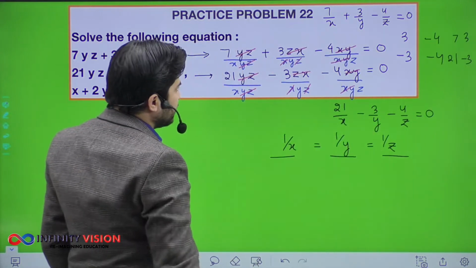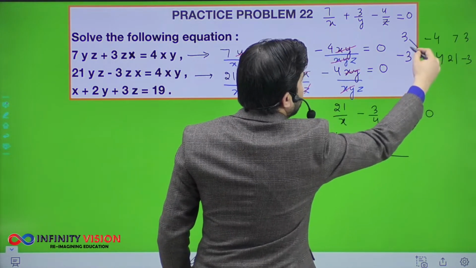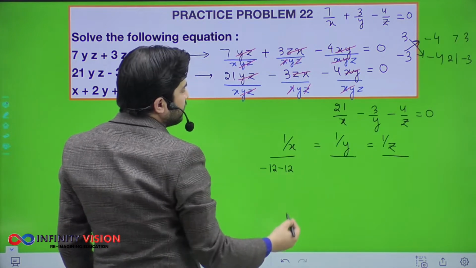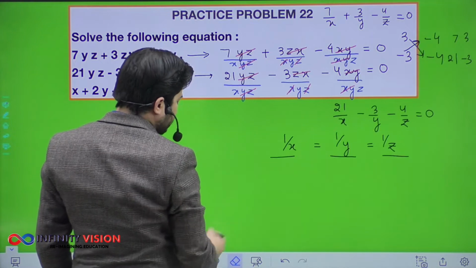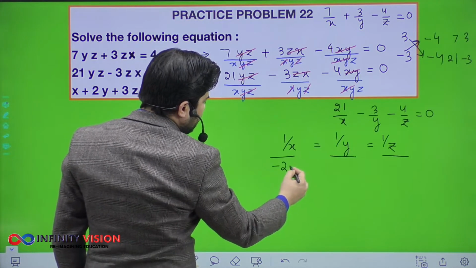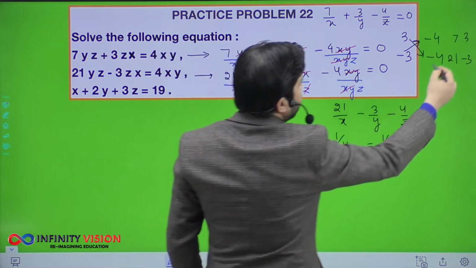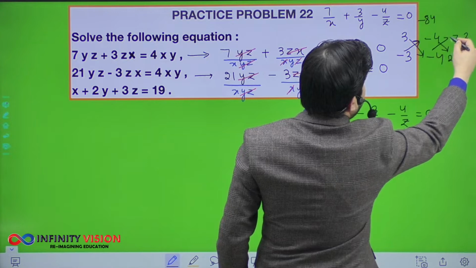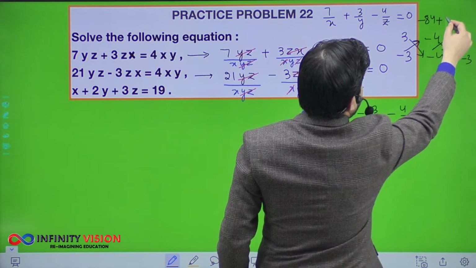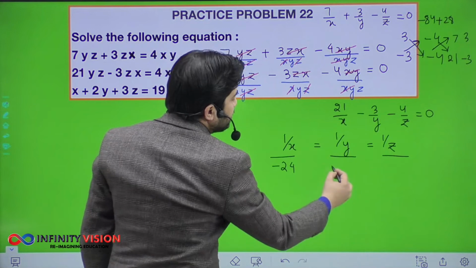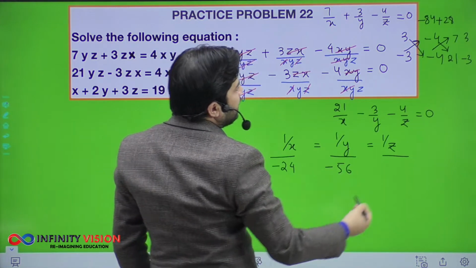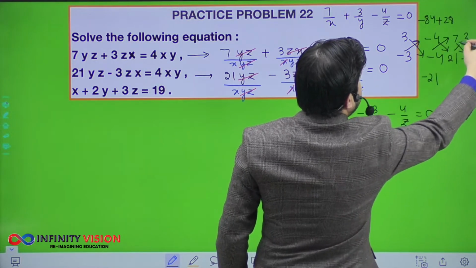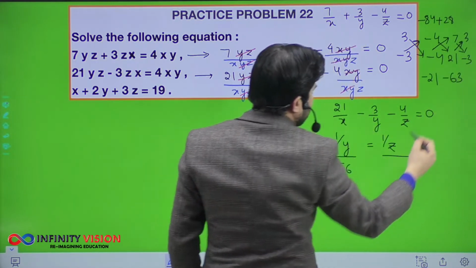What is going to be the first term? This is going to be 3 into minus 4 and then minus 3 into minus 4. That is minus 12 minus 12, which is nothing but minus 24. What about the second one? Minus 4 into 21, that is minus 84. And minus 4 into 7 is minus 28, minus minus plus. So minus 84 plus 28 is minus 56. And the last one, 7 into minus 3, that is minus 21, minus minus 63, that is minus 84.